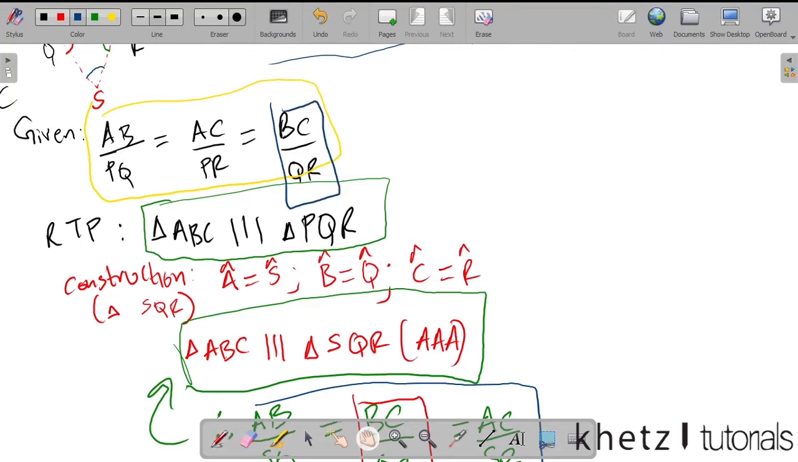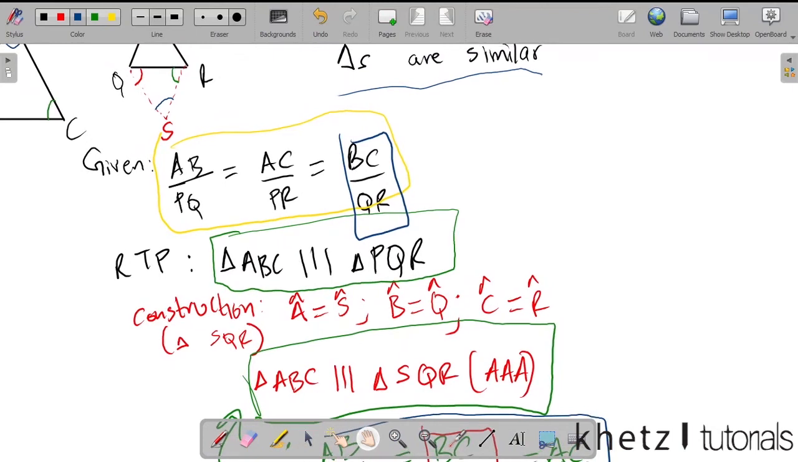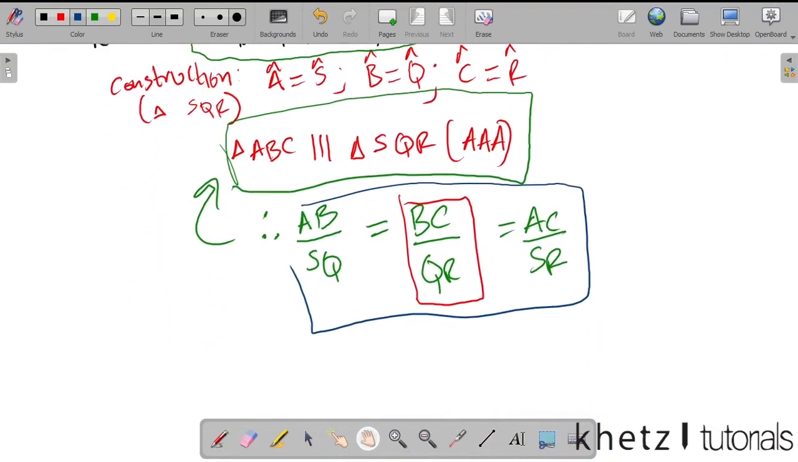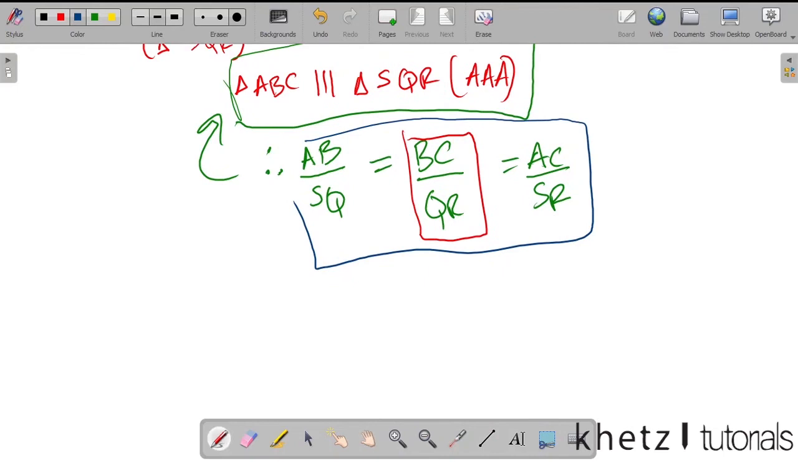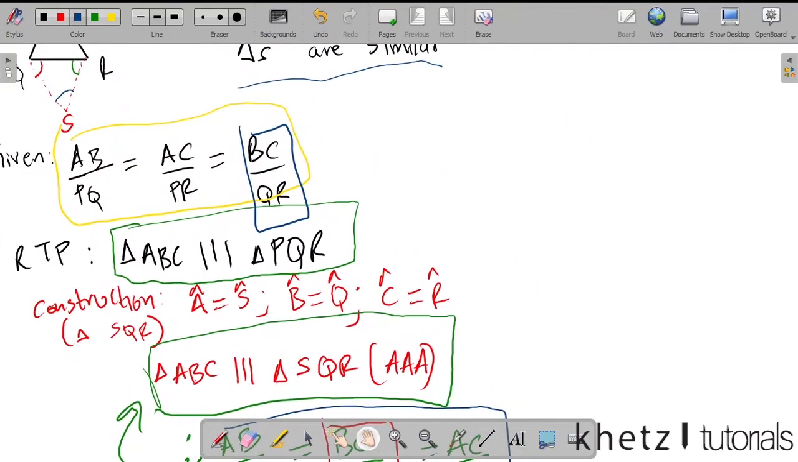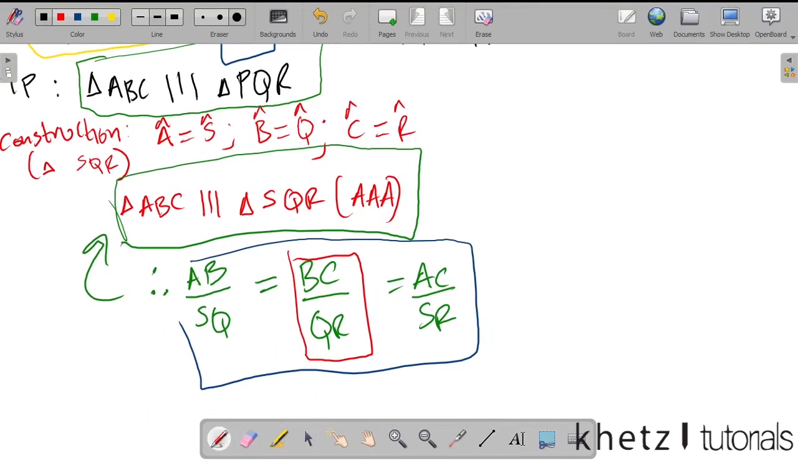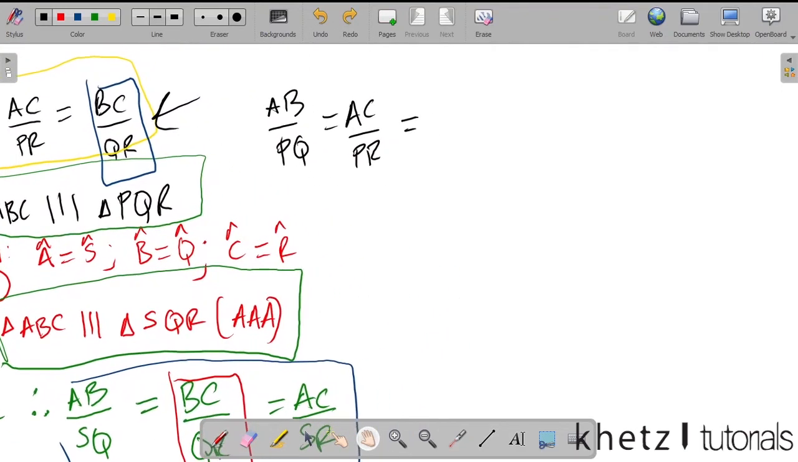And therefore, we can equate these two proportions because we have the same term BC divided by QR in both of them, which means our given proportion in the question, so you can even come up here so that we have all of that. So our given proportion, which is in the question, AB divided by PQ is equal to AC divided by PR, can be equated to all of this, which is down here at the bottom. It can be equated to all of this, right? And we can therefore say all of that is equal to the newly found proportion AB divided by SQ equals AC divided by SR.